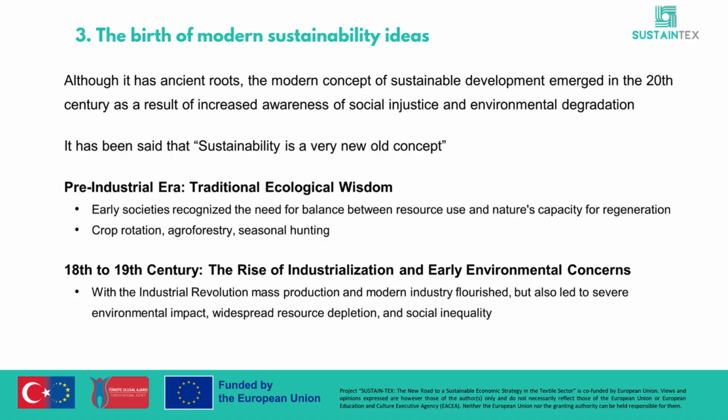The pre-industrial era was the era of traditional ecological wisdom, where the early societies recognized the need for balance between resource use and nature's capacity for regeneration. There was crop rotation, agroforestry, and seasonal hunting. The 18th to 19th century was characterized by the rise of industrialization, and the first environmental concerns arose. With the Industrial Revolution, mass production and modern industry flourished, but also led to severe environmental impact, widespread resource depletion, and social inequality.